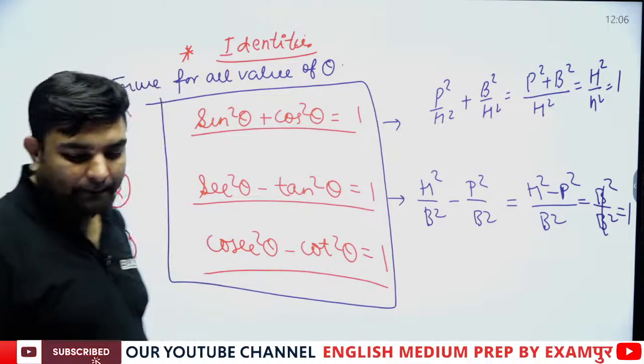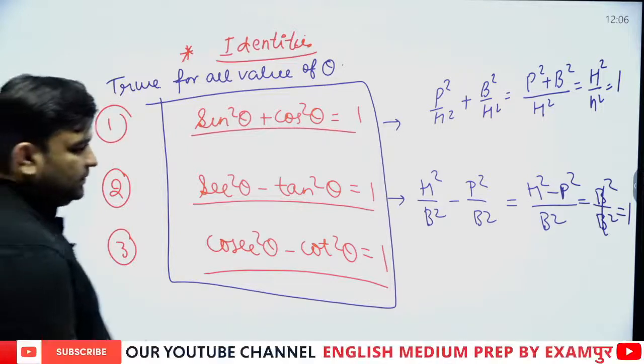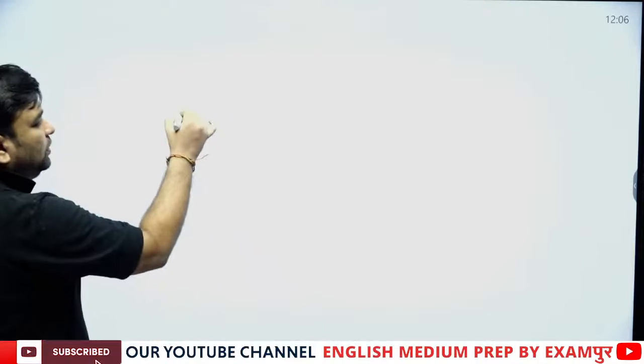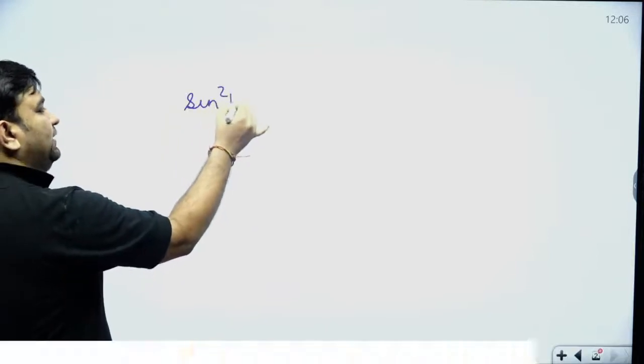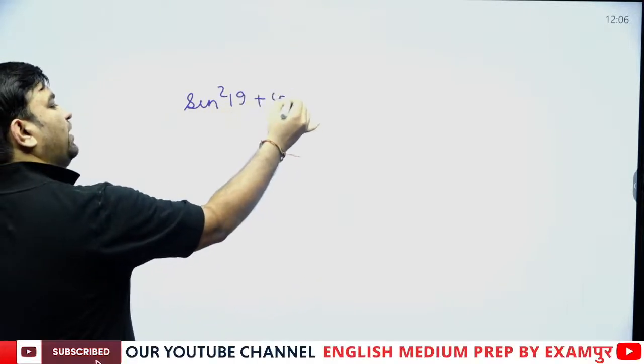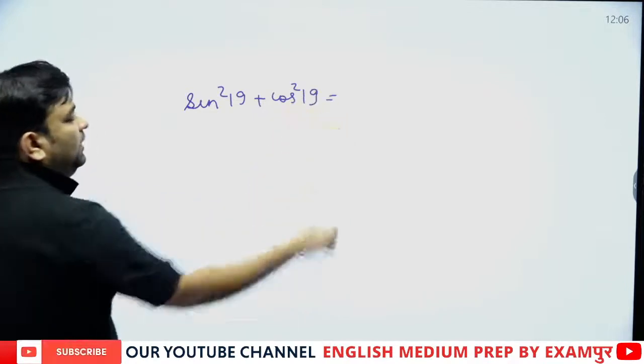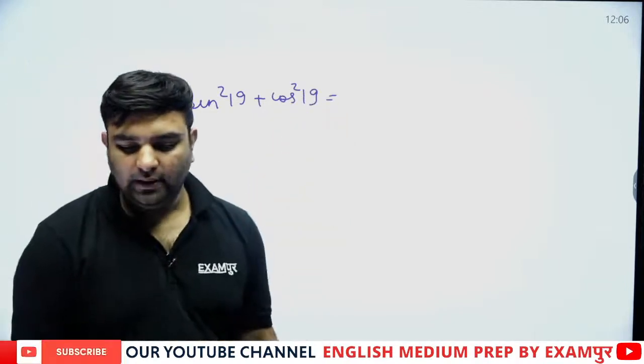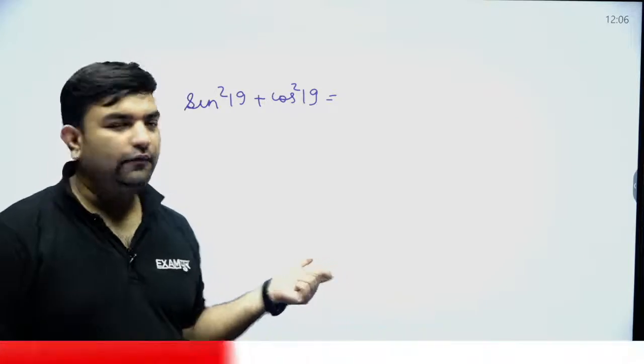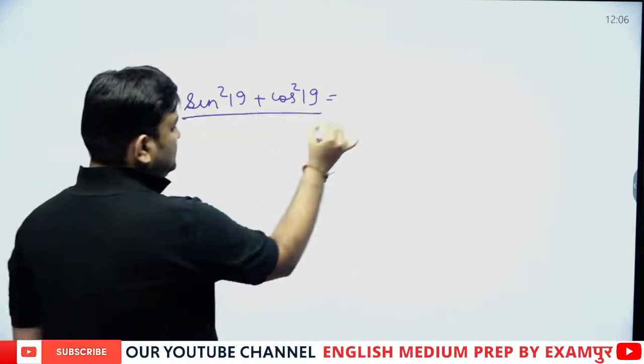Like for example, if I ask you, what is sine square 90 plus cos square 90? I know none of you know the value of it, but it's an identity, so it is going to be 1.